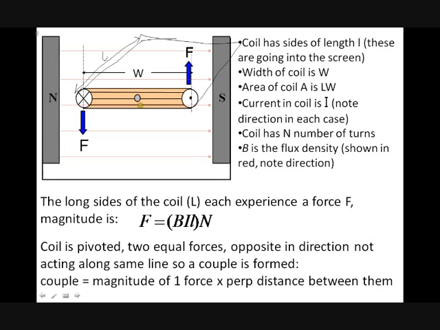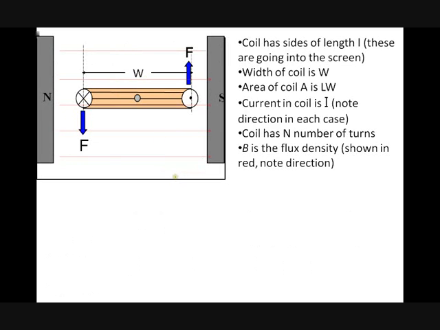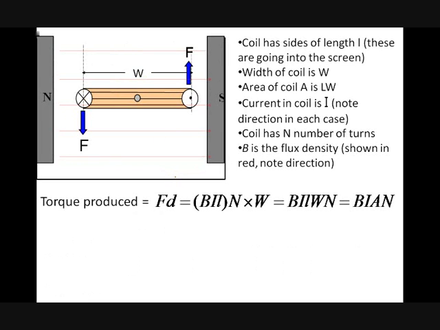Because they're pivoted in the middle, you get what's called a couple. Now, the magnitude of a couple is the magnitude of just one of the forces multiplied by the perpendicular distance between them. So here we've got the magnitude of this force, which is BILN, multiplied by the perpendicular distance between the forces. In our case here, it's W. So if we just carry on, the torque produced is BIL multiplied by N, so that's the total force. We've got to multiply that by the distance between them, which in our case is W. Just to simplify this, it's BILWN.